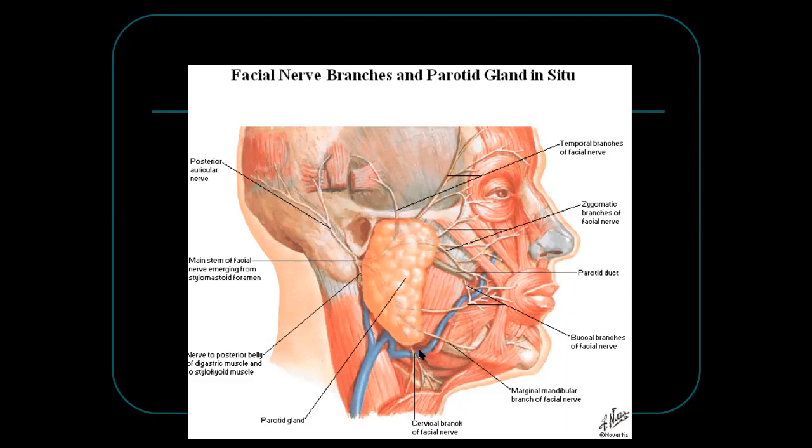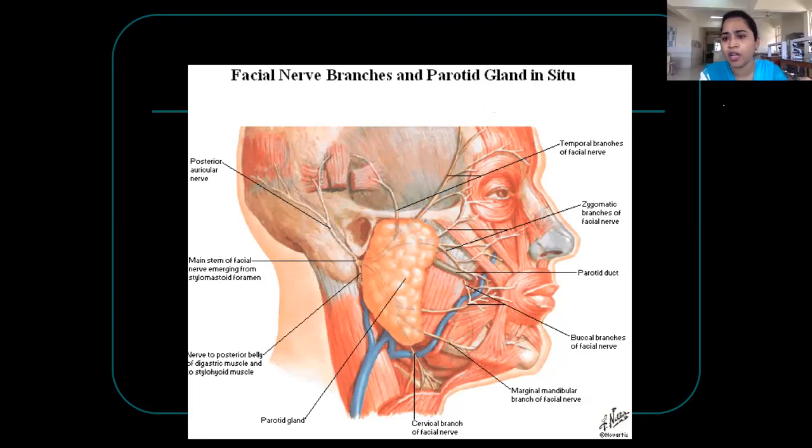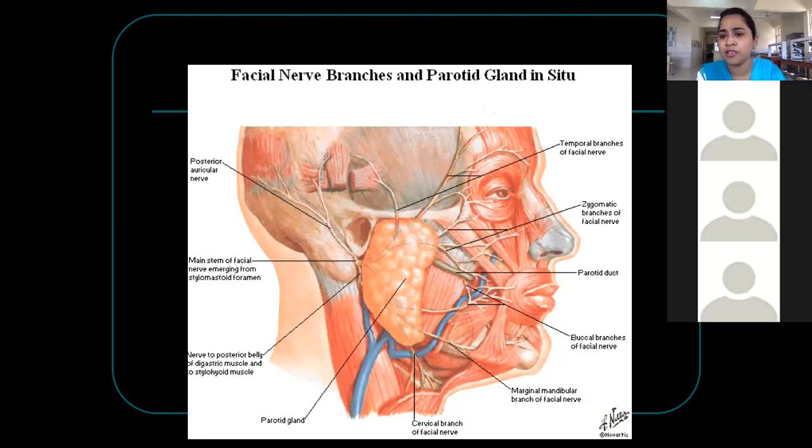You see the branches? Yesterday in dissection, we had dissected these branches. We had seen five branches. What are the five branches? We'll see once again. All of you look at the video. Are you able to see me, all of you?